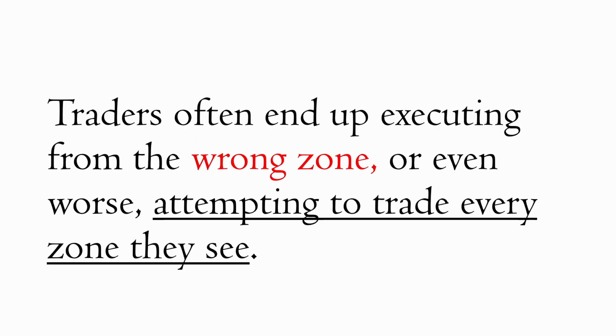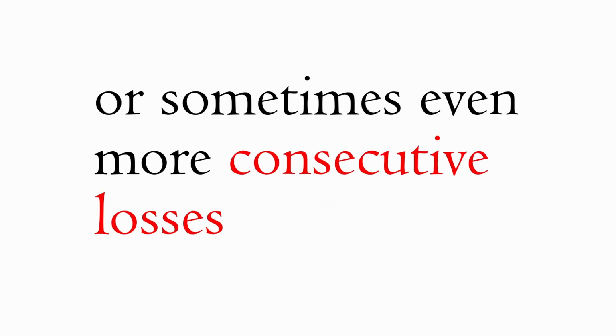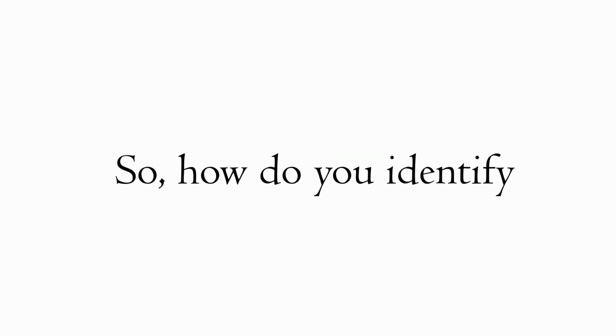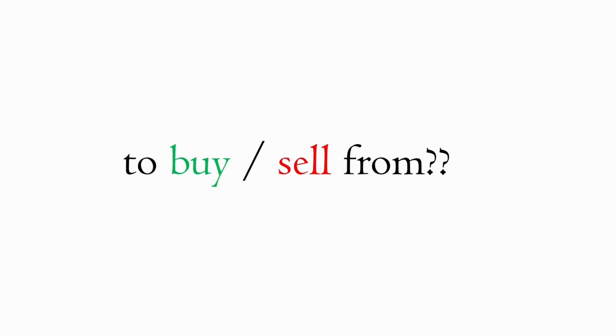avoidable losses. Traders often end up executing from the wrong zone, or even worse, attempting to trade every zone they see. This can result in 2, 3, or sometimes even more consecutive losses before finally catching the correct setup, a situation we want to avoid as much as possible. So, how do you actually identify the best zone to buy or sell from? That's exactly what I'm going to help you understand today.